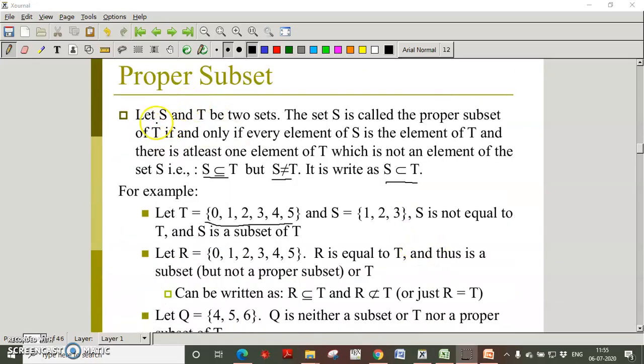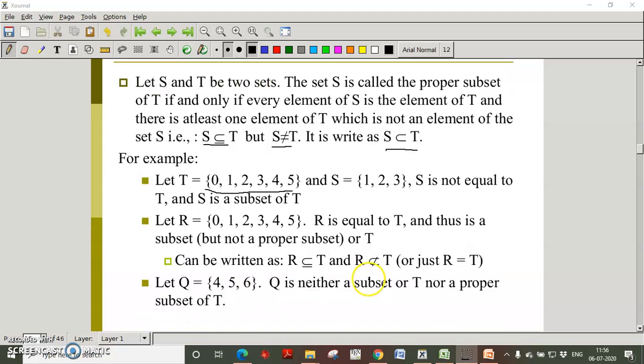Proper subset. Here are two sets S and T. The set S is called a proper subset of T if and only if every element of S is an element of T and there is at least one element of T which is not an element of S. A proper subset is denoted by this symbol. We have taken as an example T equals {0, 1, 2, 3, 4, 5} and S equals {1, 2, 3}. S is not equal to T and S is a subset of T, so S is a proper subset of T. We also took one more example, R equals {0, 1, 2, 3, 4, 5}. R is equal to T, and thus it is a subset but not a proper subset of T. So we can write here that R is not a proper subset of T.